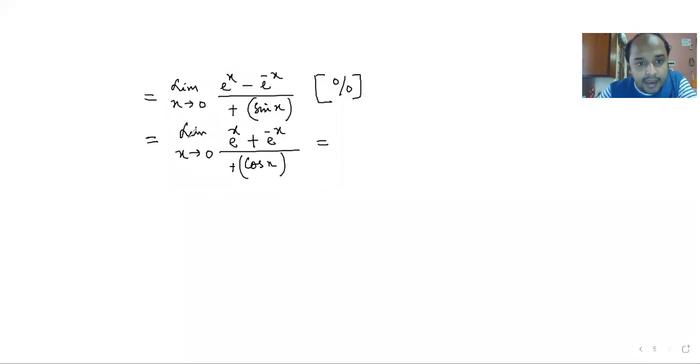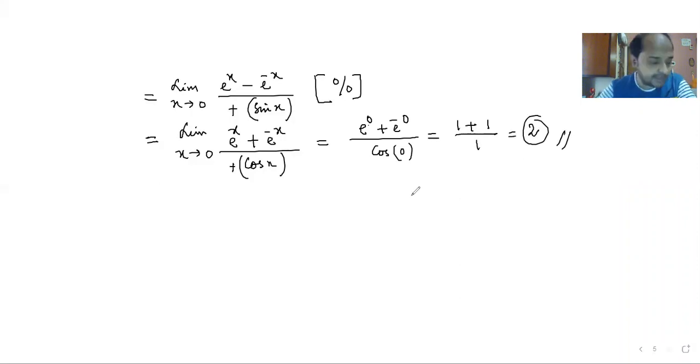Okay. And now you see that if I substitute x equal to 0 over there, you will find that it is no longer of 0 by 0 form. So we can write e to the power 0 plus e to the power minus 0 by cos of 0, and that would be equal to 1 plus 1 by 1, that is 2. That is your answer.